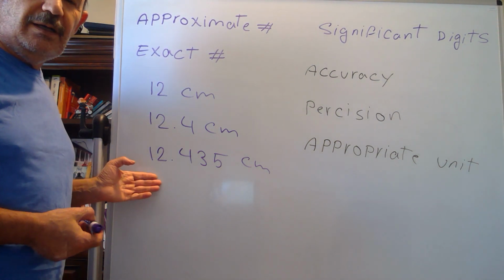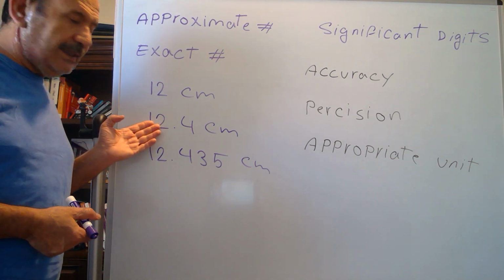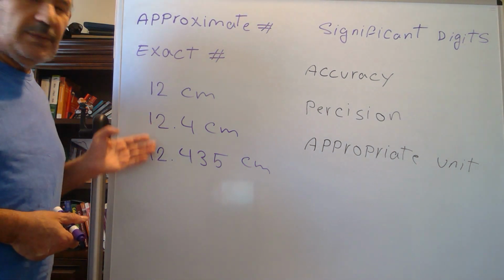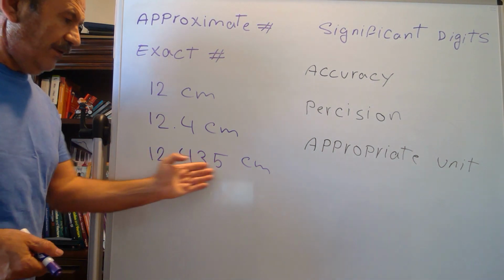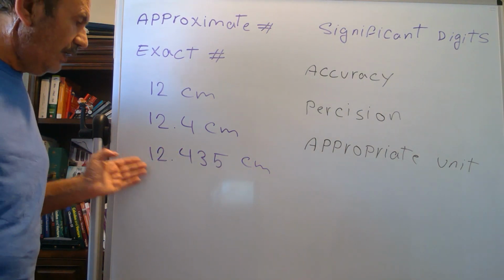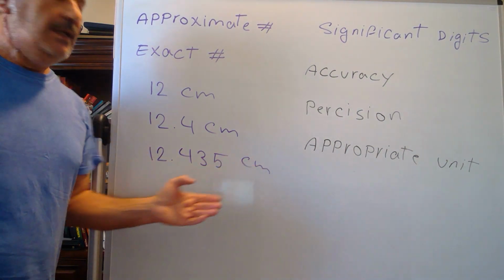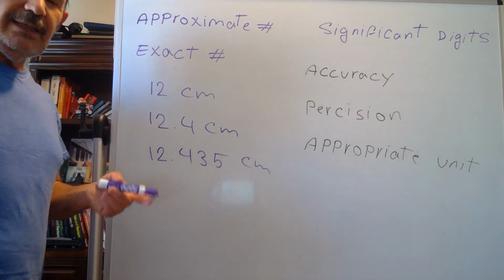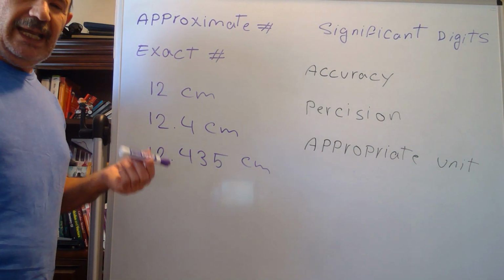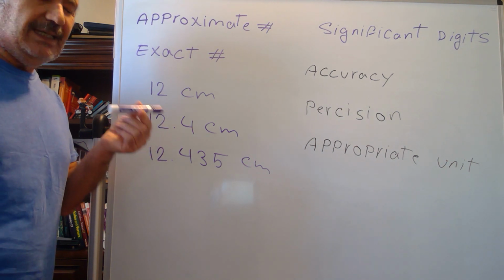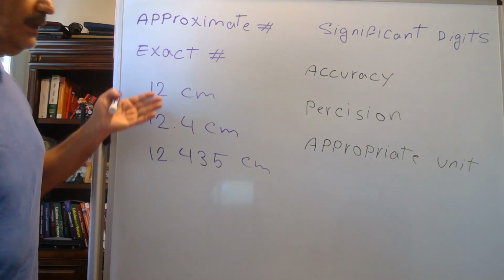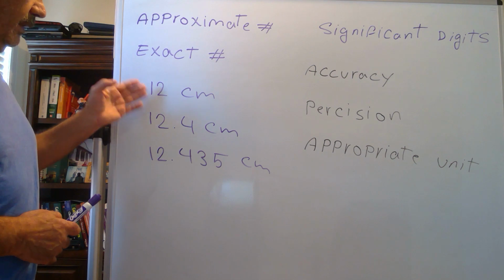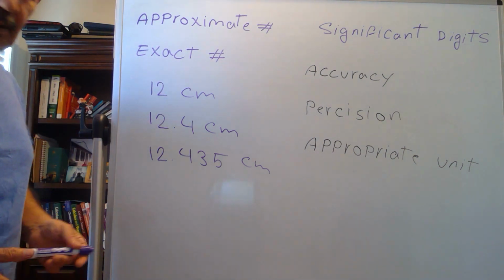All of these are right, but at the same time, all of these numbers are approximate. Because if I use a more accurate device, again I can keep going, my precision is going to be more and more and more, and I will never reach exactly the true length of this marker. This is one example of an approximate number.